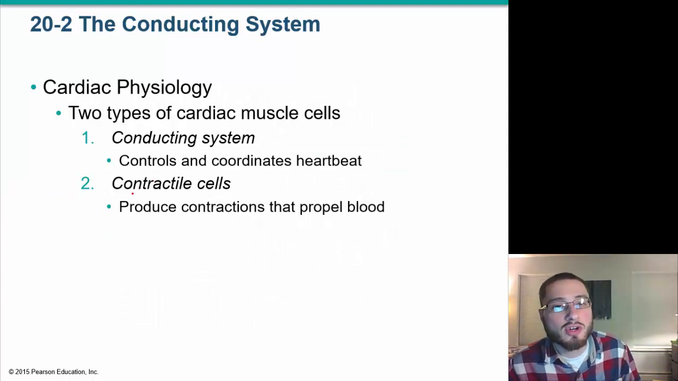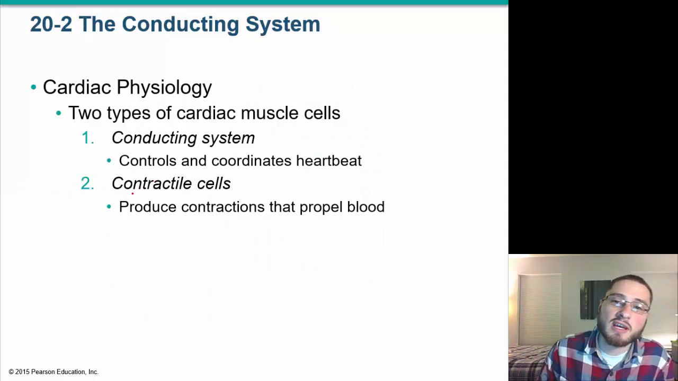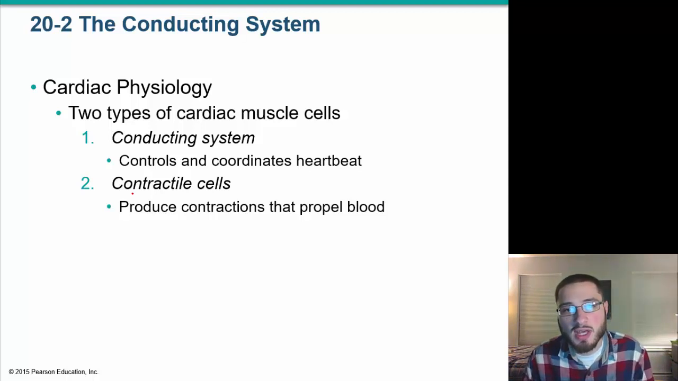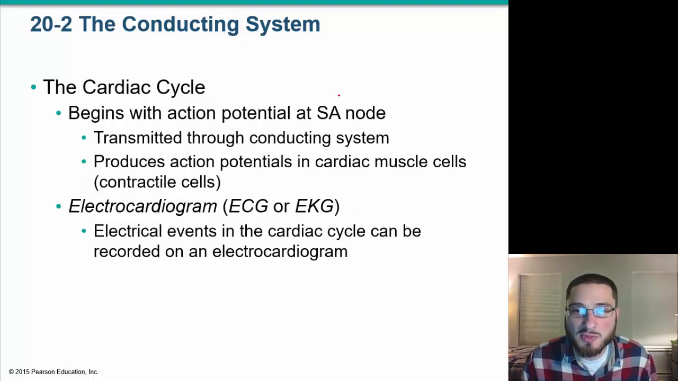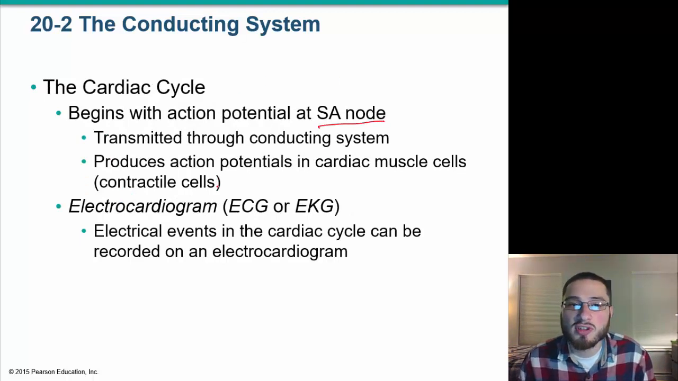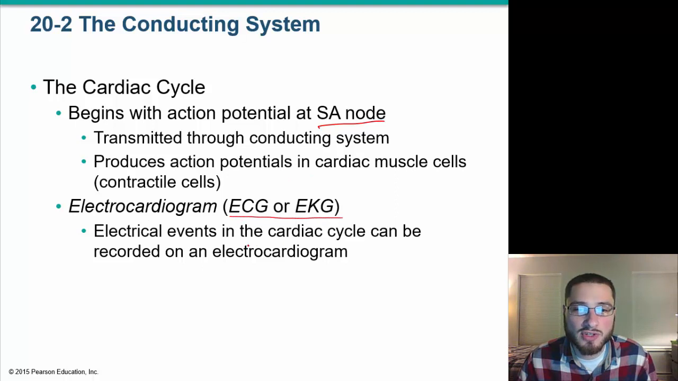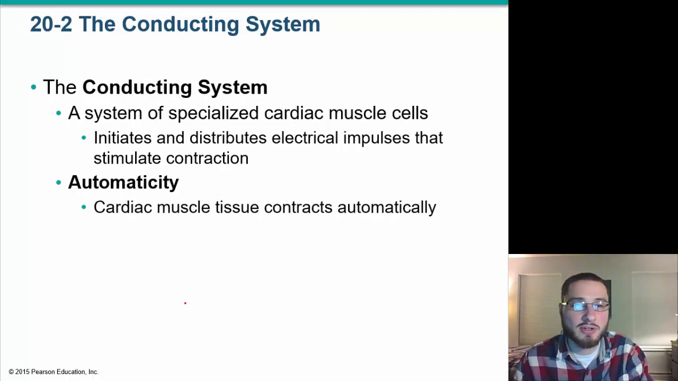And then when we talk about cardiac physiology, there are two types of cardiac muscle cells. You have the conducting system and you have the contractile cells. The cardiac cycle begins with an action potential at the pacemaker called the SA node, transmitted through the conducting system, which produces action potentials in the cardiac muscle cells. Just like we talked about action potentials in muscle cells and in the nervous system, it's also important in the cardiac cycle. We measure these using an EKG or ECG, an electrocardiogram, which shows the electrical events in the cardiac cycle.